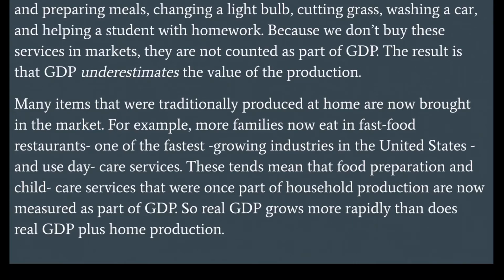Many items that were traditionally produced at home are now bought in the market. For example, more families now eat in fast food restaurants, one of the fastest growing industries in the United States, and use daycare services. These trends mean that food preparation and childcare services that were once part of household production are now measured as part of the GDP. So real GDP grows more rapidly than does real GDP plus home production.